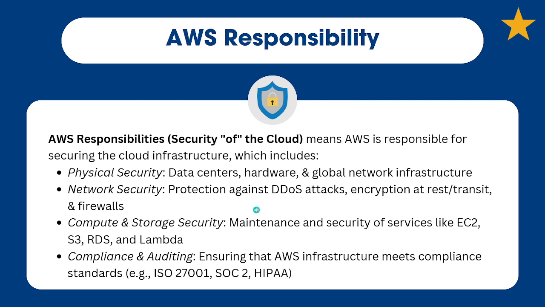And then of course firewalls, those protections disallowing unauthorized traffic from coming into your networks, making sure that those firewalls actually do work. And then there's also compute and storage security, so actually maintaining the services like EC2, S3, Lambda, etc., making sure that those services and the software and the APIs underlying them work.